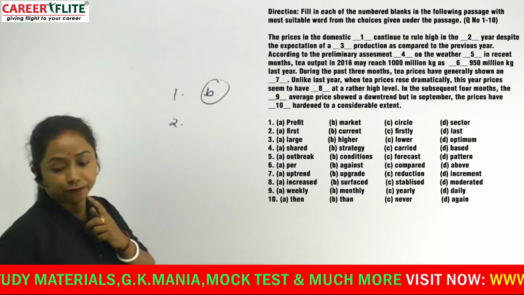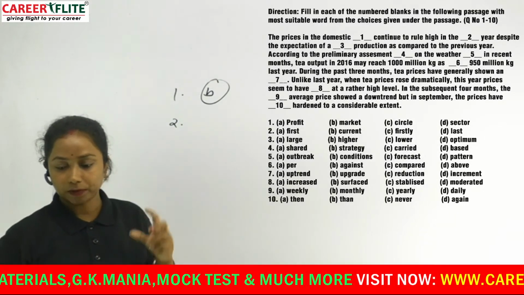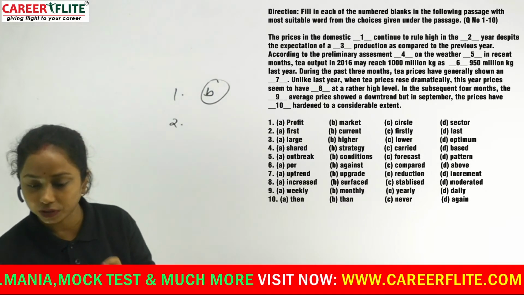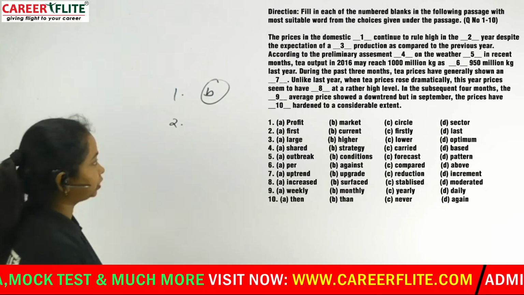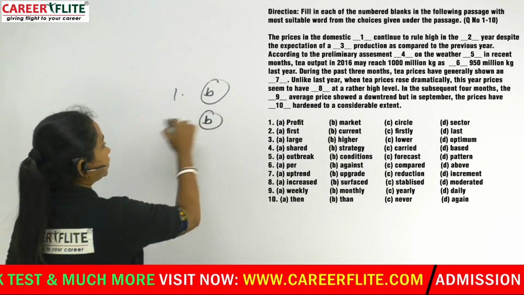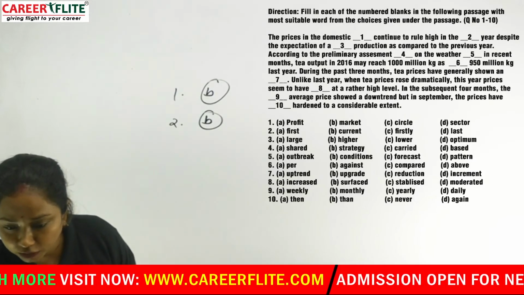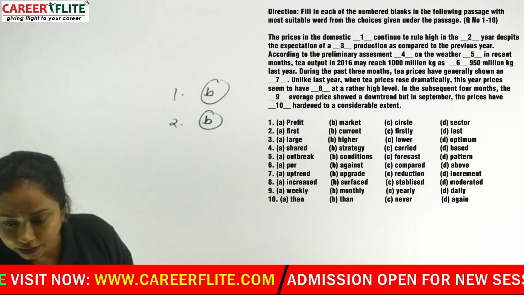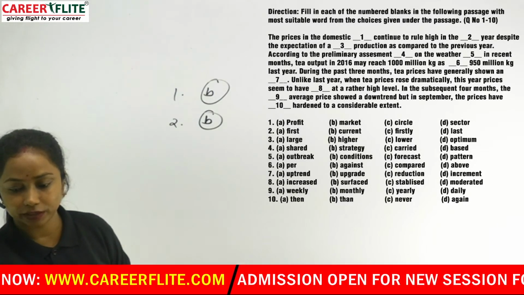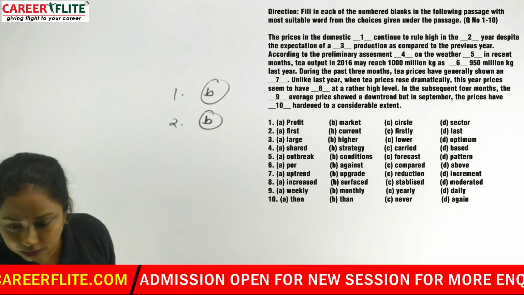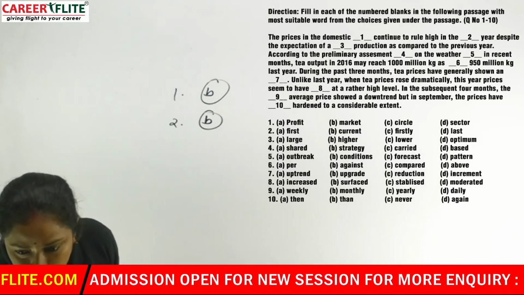Second one: if it's given previous year, the prices that were expected and now in this year particularly, so for this year it is given current. You see the options, there is current here. Then for the third we have the options large, higher, lower, and optimum. Obviously the expectation of production will be higher than the last year, so that is option B.